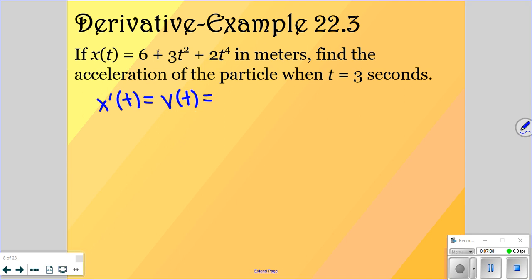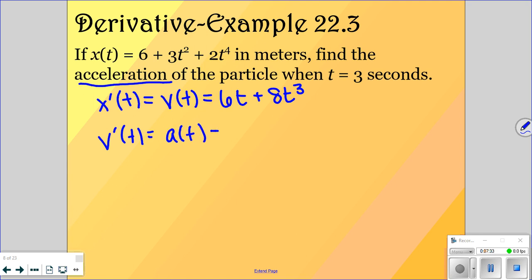Well, derivative of 6 is 0, so we don't need to write that. Derivative of 3t squared is 6t. And then derivative of the next term would be 8t to the third. But they ask for the acceleration. How are velocity and acceleration related? The derivative of velocity is acceleration. So we have to take the derivative again.